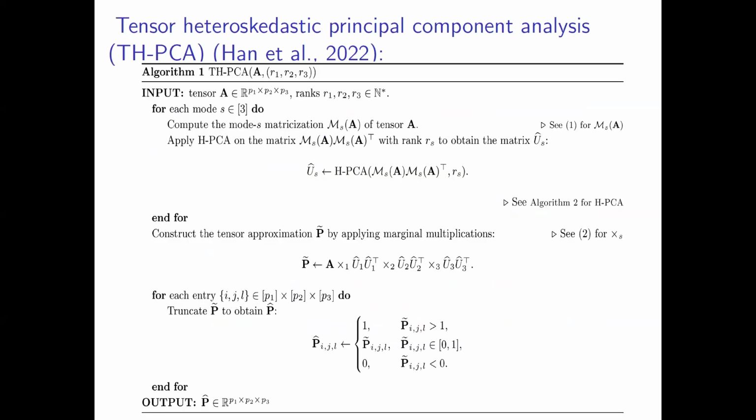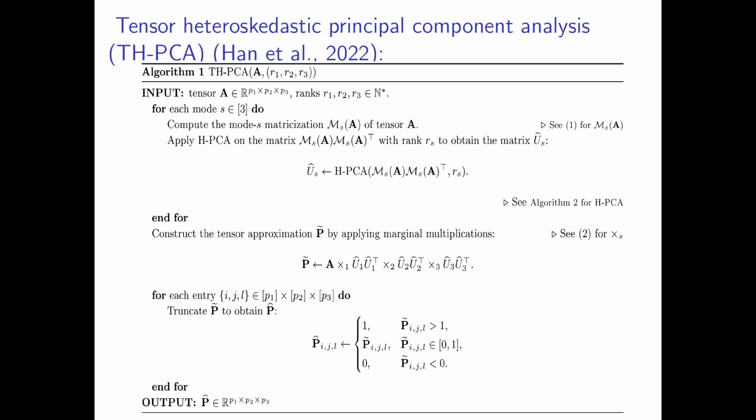Okay, so how do we estimate the tensor P? How do we estimate these probabilities of success? To estimate the tensor P, we use inspiration from this algorithm based on the matrix low rank decomposition. Basically, for every dimension S of the tensor, we take the matricization of the tensor, and this is a matrix. We think of this matrix as being low rank, so we estimate a low rank representation of that matrix.